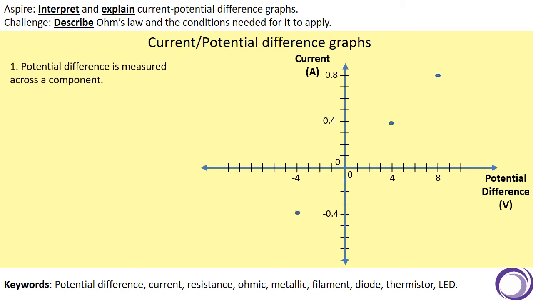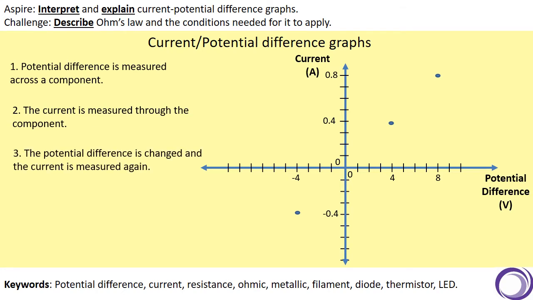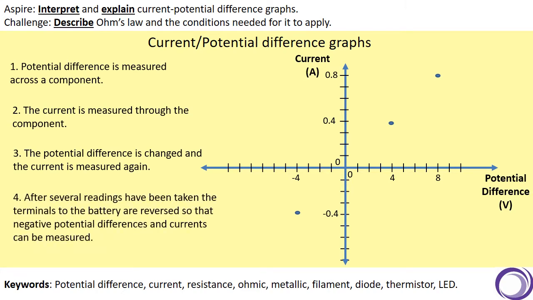So step by step, number one, you measure the potential difference across the component with a voltmeter. You then measure the current that's going through it with an ammeter. The potential difference is changed, so you change it and then you measure the current again, so you get different values. Keep doing that till you've got enough values to draw a graph, and then reverse the terminals to your battery so that you get a negative potential difference and then negative currents. And finally, you draw a graph like we've got there.